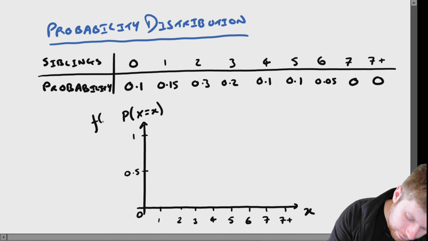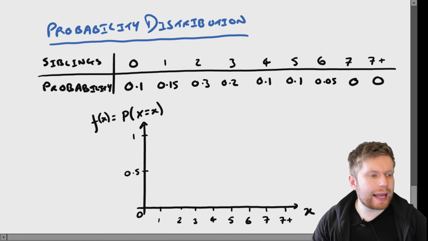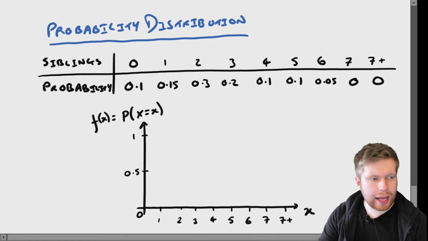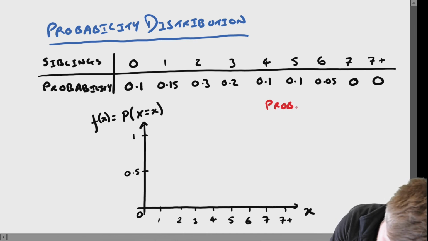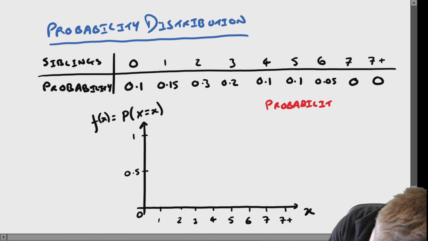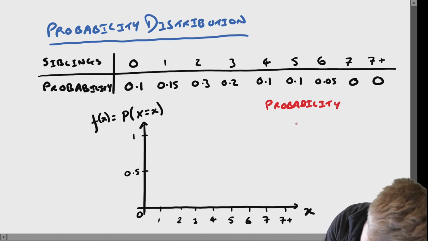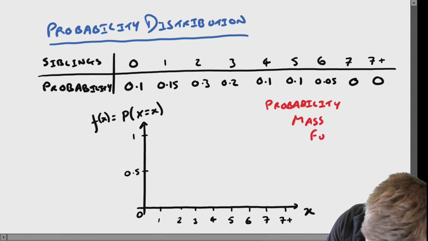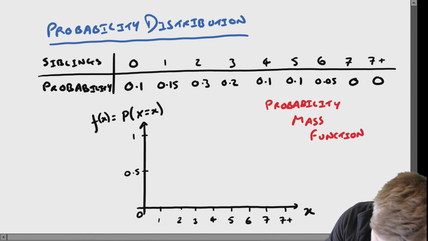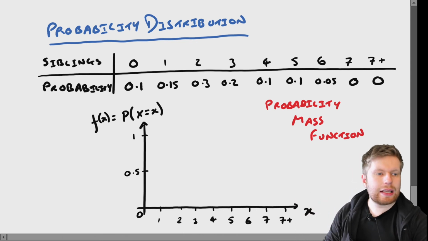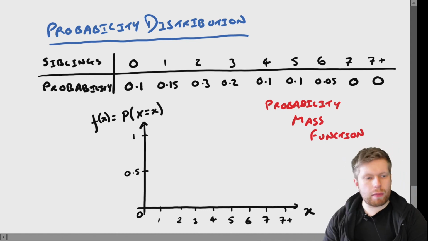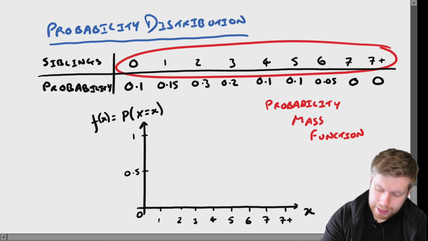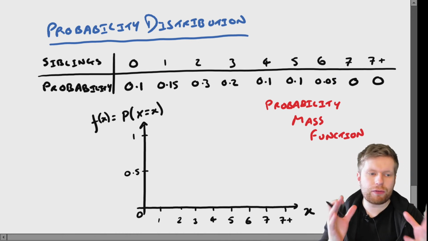Now, this is really important. We can also call this a lowercase letter f of x, okay? So lowercase letter f of x. Now, what I'm doing here is something called a probability mass function, okay? Now, there are two types. If you're dealing with discrete data, which we are here, it's a probability mass function. So in other words, it's simply a function which will say, you tell me the outcome you're interested in, in this case the number of siblings, and I will tell you the associated probability. That's what a function does, okay?